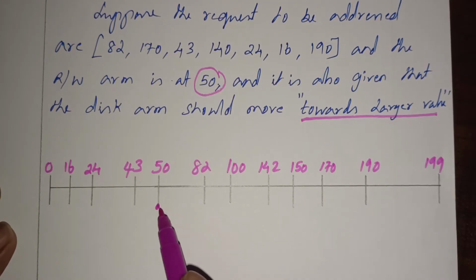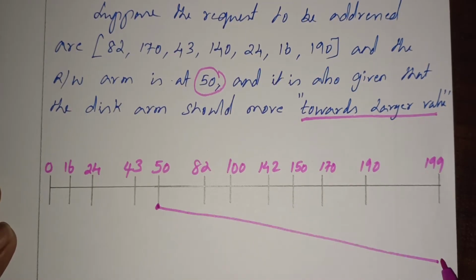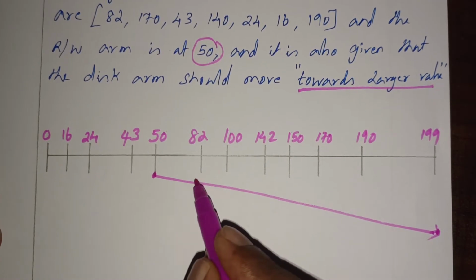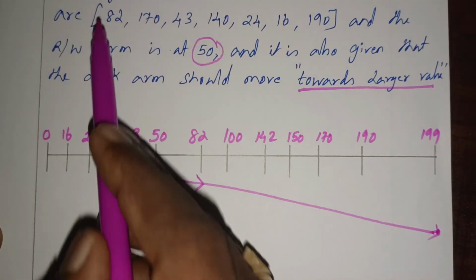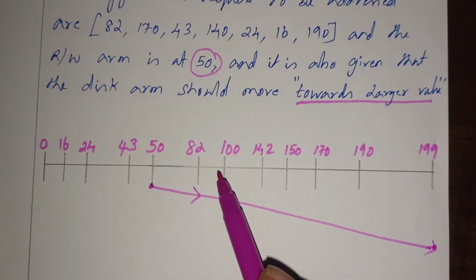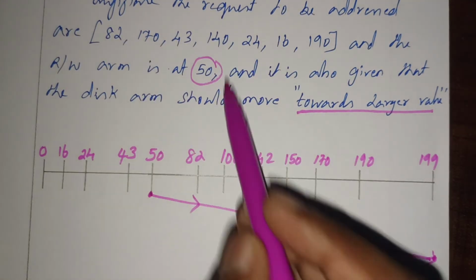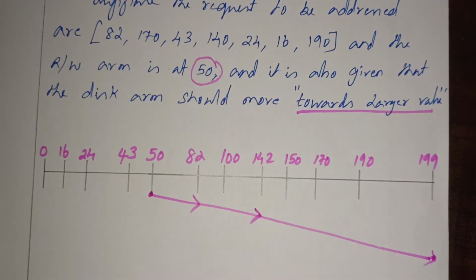Let's start. The head point is at 50, and as I told you, CSCAN will take this 50 as the head, and it will reach 199. Now what are all the requests in between? We have the request at 82, so 82 is mentioned. After 82 we have 140, so we are going to mention it as 140.